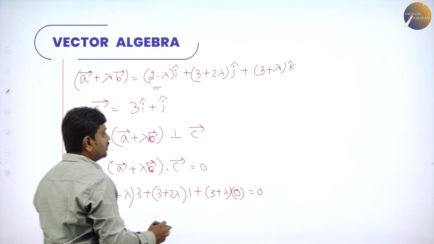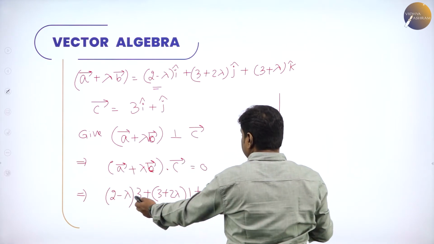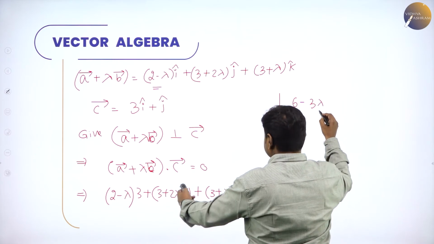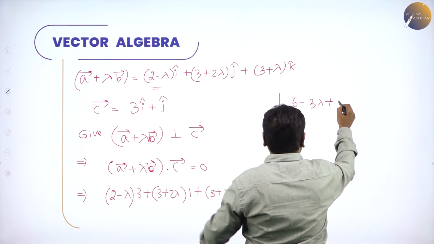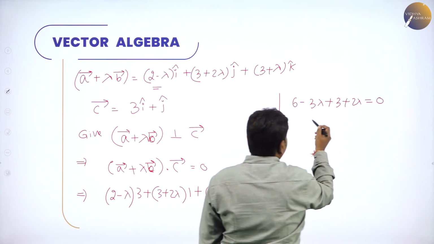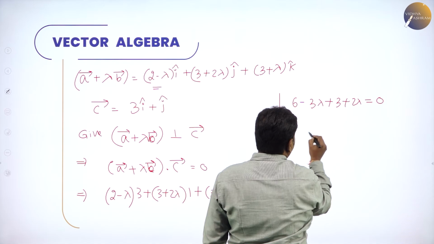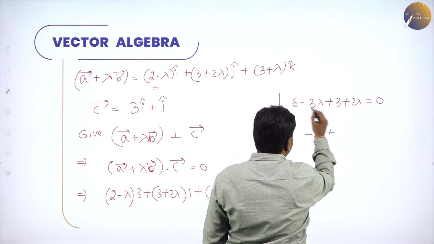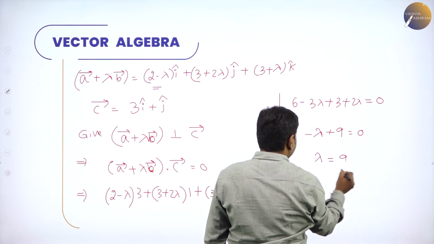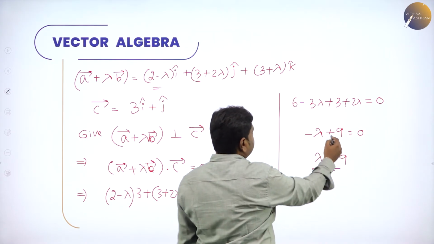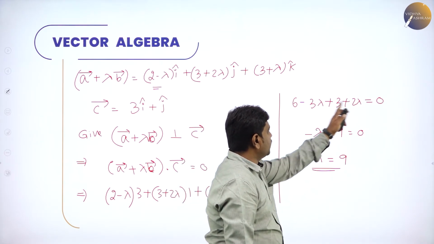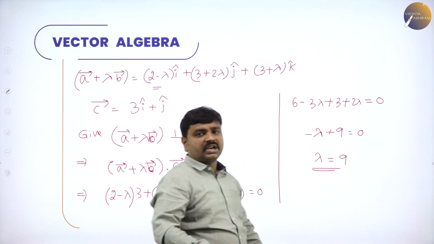Simplify this. 2 into 3 is 6, minus 3 lambda, plus 3 plus 2 lambda, and 0 into anything is 0, leave it. So minus 3 lambda plus 2 lambda is minus lambda, plus 6 plus 3 is 9, equal to 0. Rearranging, minus lambda is minus 9, or lambda is equal to 9. So you got the lambda value.